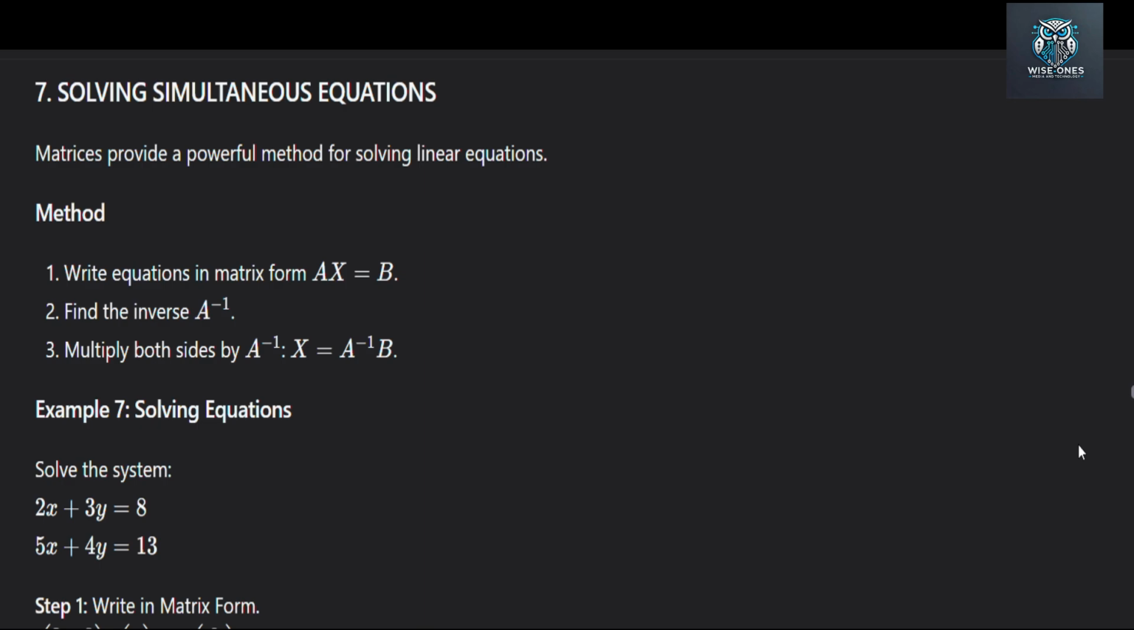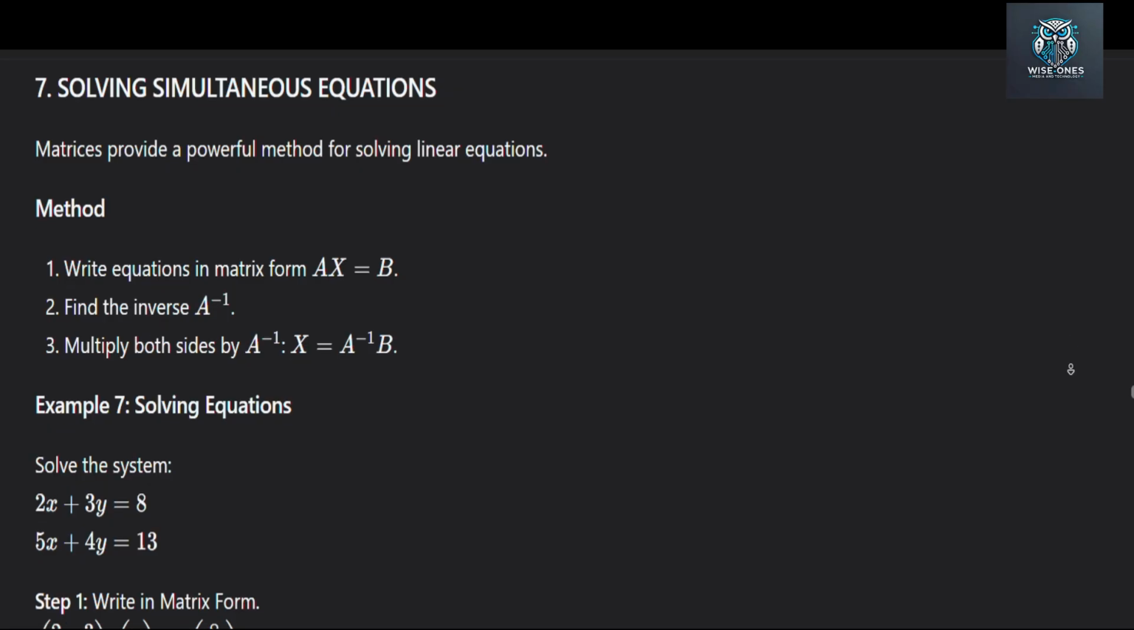Now let us move to section 7, solving simultaneous equations. Matrices provide a powerful method for solving linear equations. It is like using a master key. The method is as follows. 1. Write equations in matrix form AX equals B. 2. Find the inverse A inverse. 3. Multiply both sides by A inverse. So X equals A inverse B. Remember, you cannot divide by a matrix. You must multiply by the inverse. Division is forbidden in matrix land.